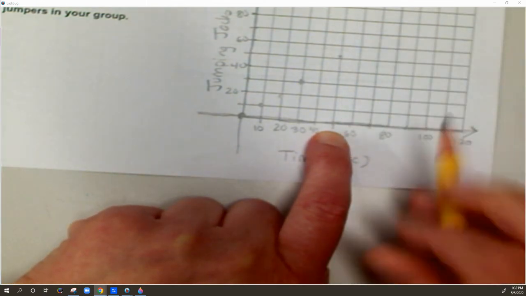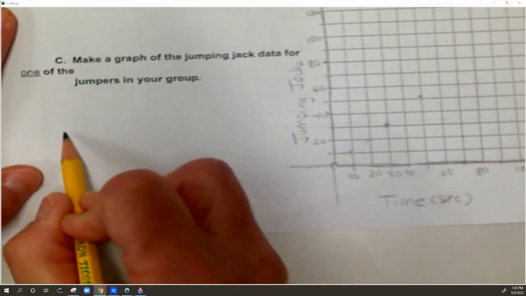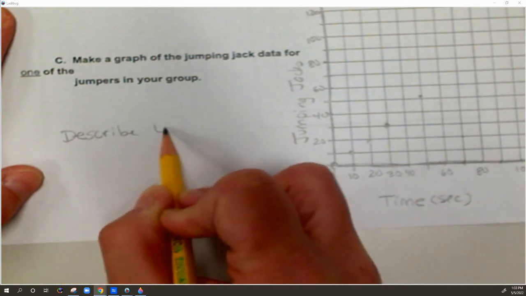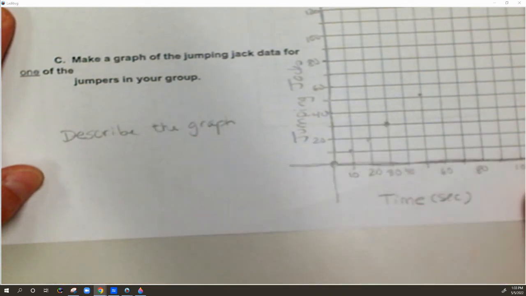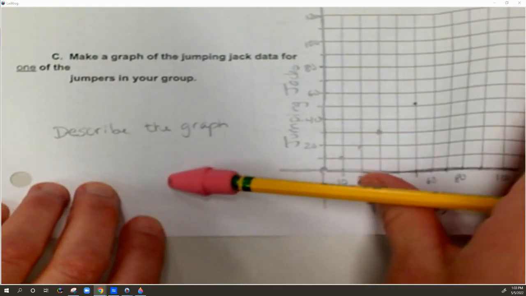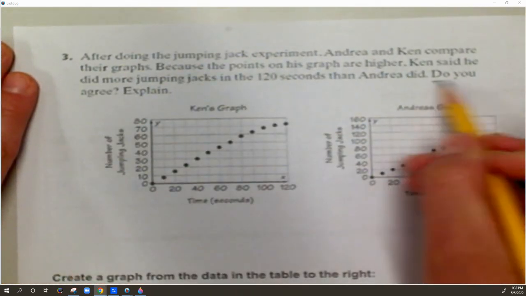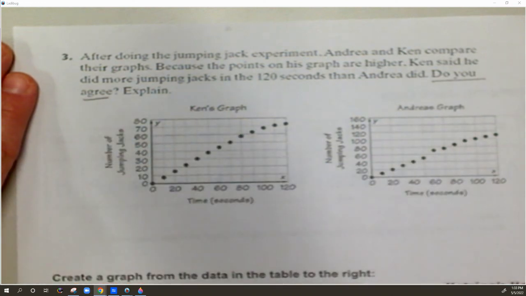So when you get done, you're going to look and see, and then you are going to describe the graph, like what shape is the graph, okay? So finish plotting all the points and describe the graph, and then when you get done with that, you can turn it over to the back and read over question 3 and see if you agree or not and explain. All right, thanks.